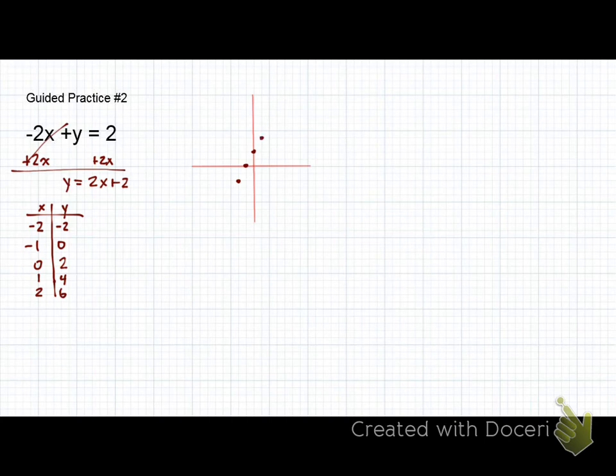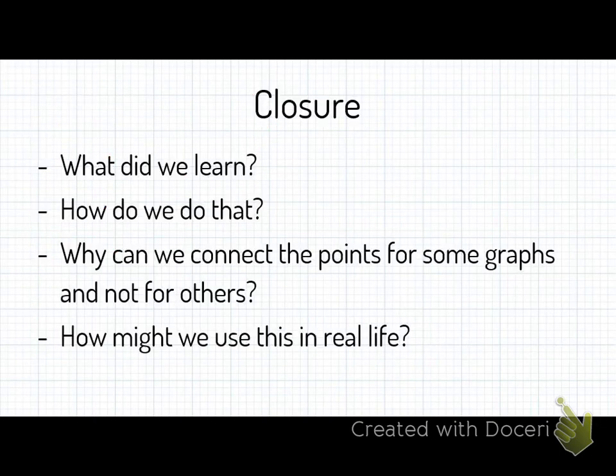Okay, so then since they're on the same line and we're not limited to a domain, we could actually draw a graph all the way through our points from end to end, okay? And then since there is no limit on our domain, we could draw arrows at the end. Alright? Anyways, that concludes the lesson.